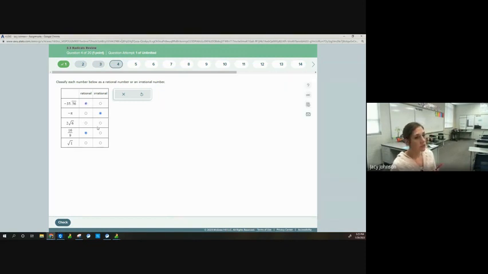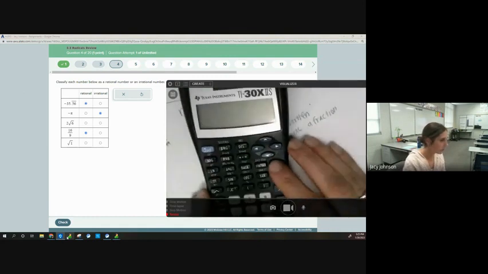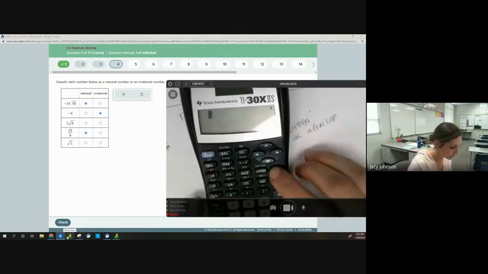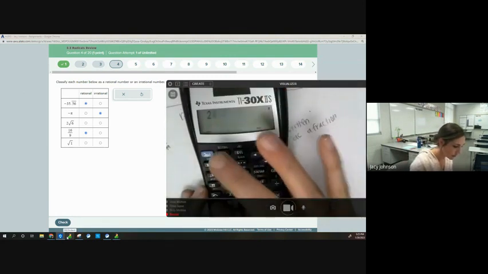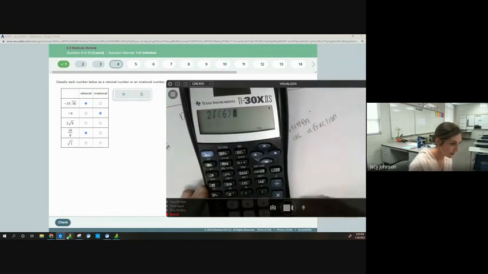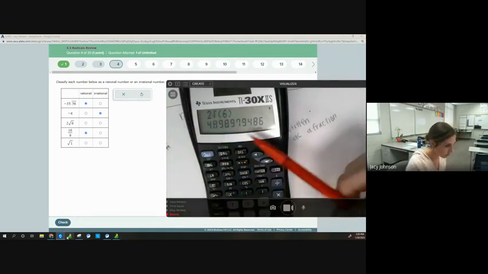Okay. 6 square roots of 2. Anything with a square root that is not a perfect square. So if I type it into my calculator, let me show you. If I type it into my calculator and I get 2 square roots of 6, and I type it in, and I get this big long decimal.